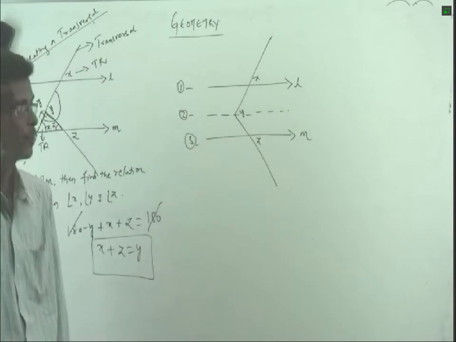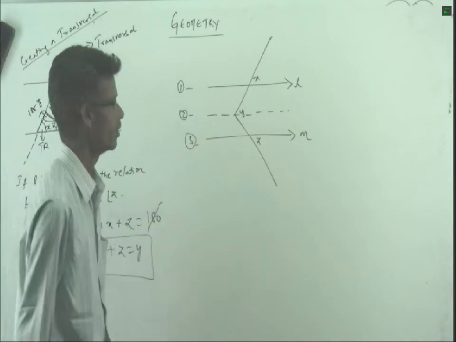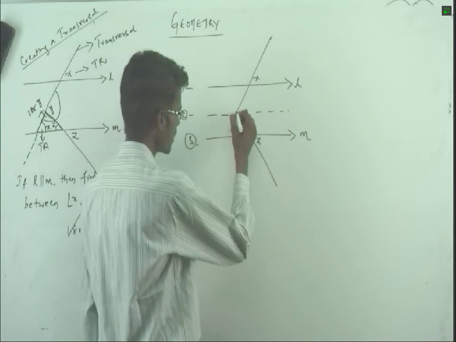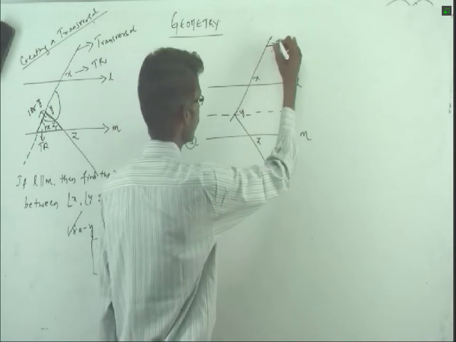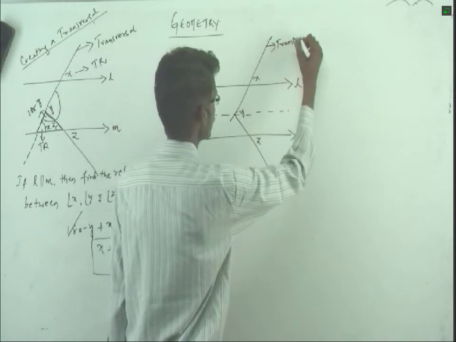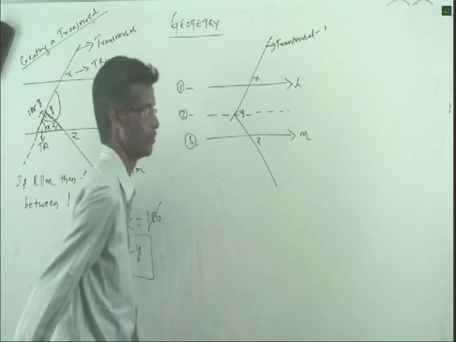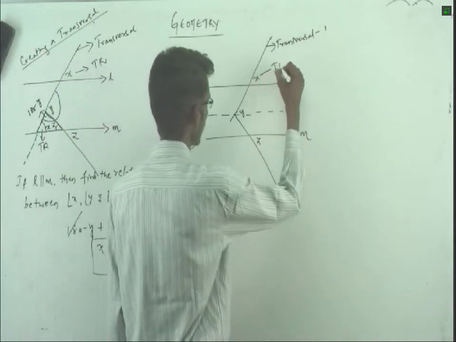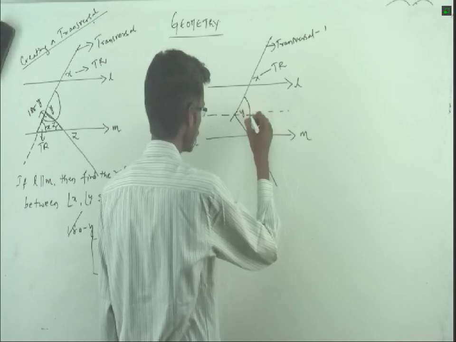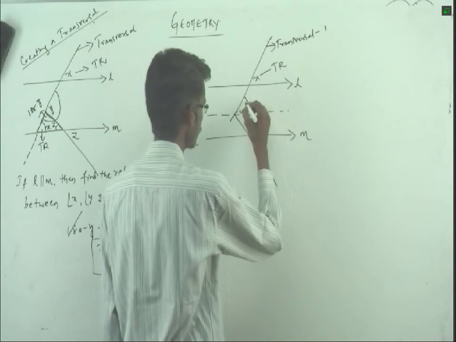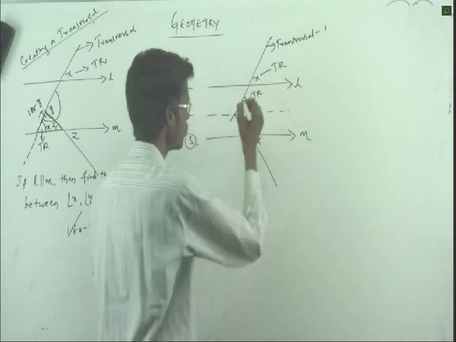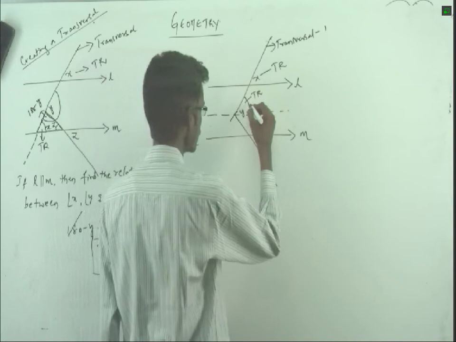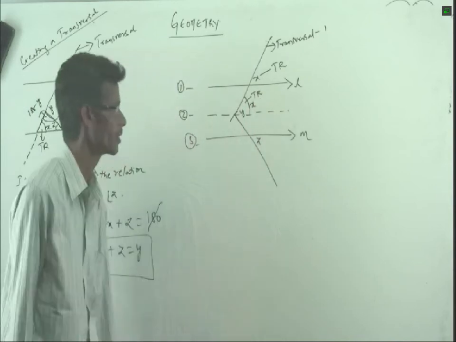Let us consider the first two parallel lines, 1 and 2. These parallel lines 1 and 2 are being intersected by this line, so I can call this transversal 1. Now the position of X is top right, and this particular angle position is also top right. So these two positions are the same. So when this is X, even this happens to be X.